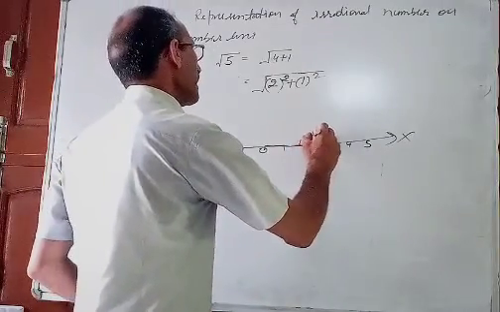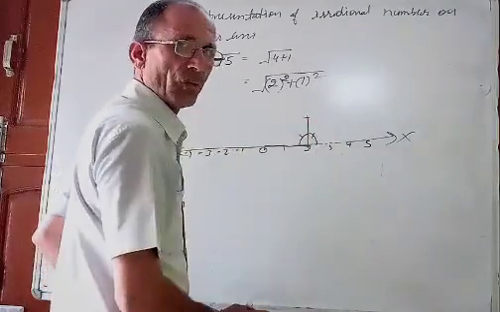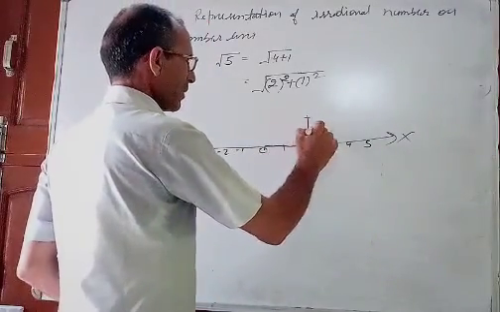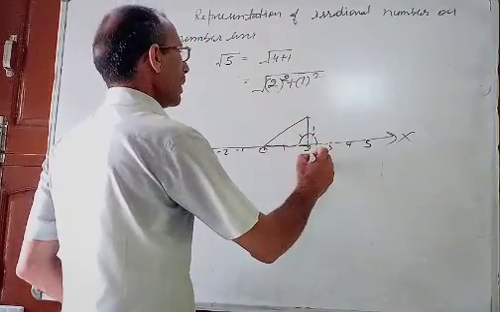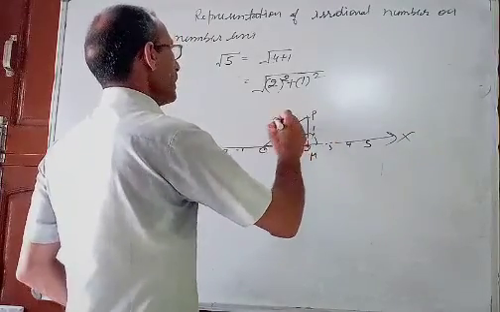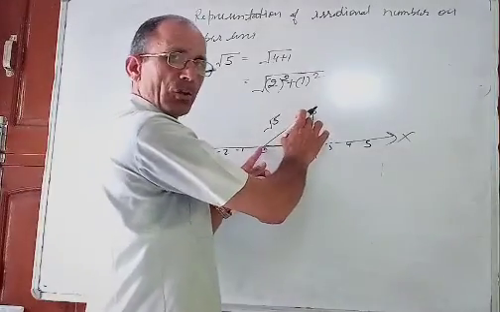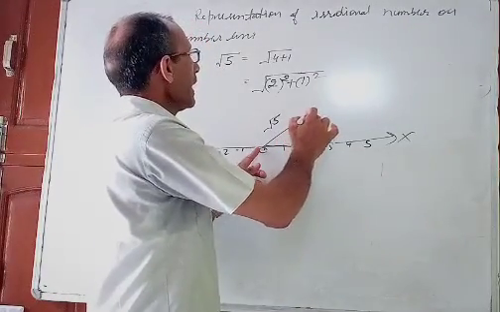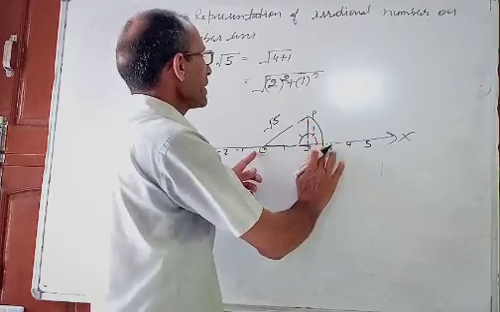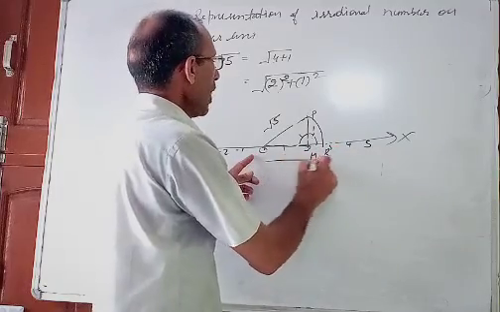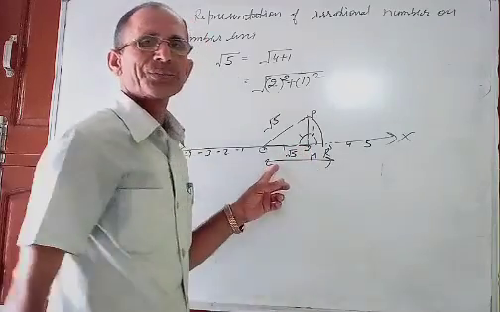Make a 90-degree angle and cut 1 unit. 2 is the base, 1 is the perpendicular. Join this one. So this is equal to root 5. Now this length we have to represent on the number line. So up to OP, P is taken already, you take any name, OR. OR is representing root 5 on the number line.